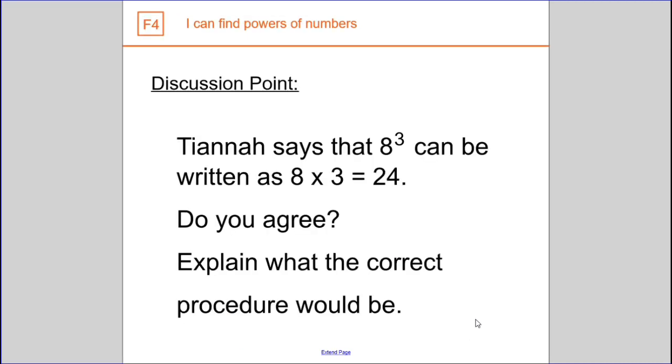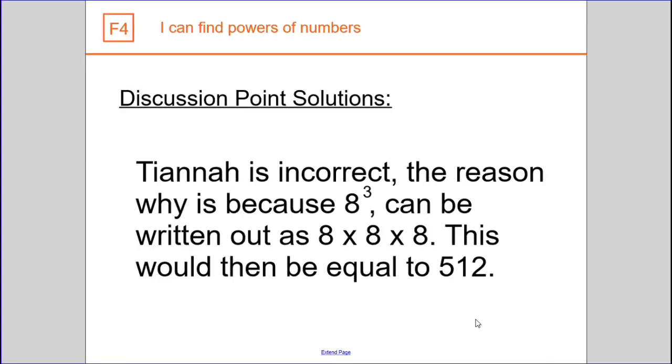Here's a discussion point for you to do. Now, you must write down what the correct answer is, and you must justify whether you agree or not. Pause the video here. Here's the solutions. So, Tiana is incorrect, and the reason why is 8 cubed can be written out as 8 times 8 times 8. This then would be equal to 512. 8 cubed does not mean 8 times 3.